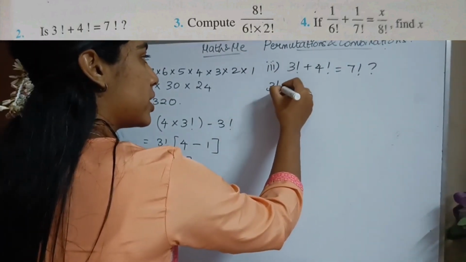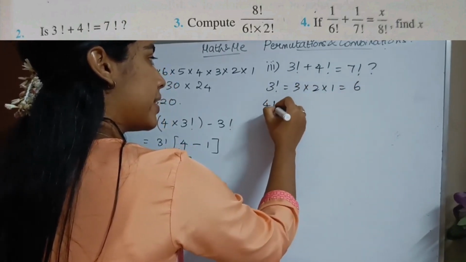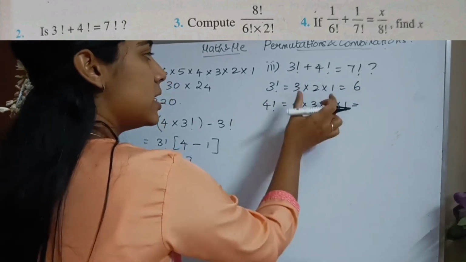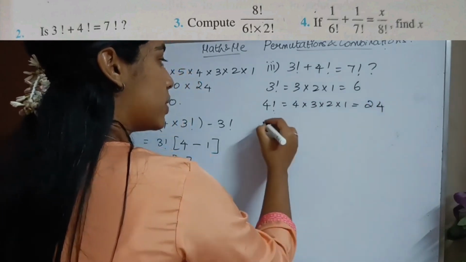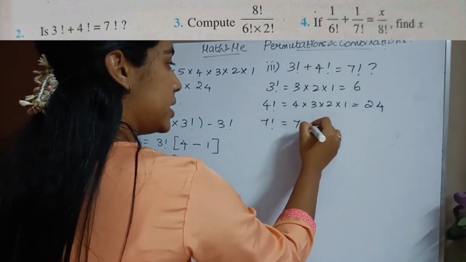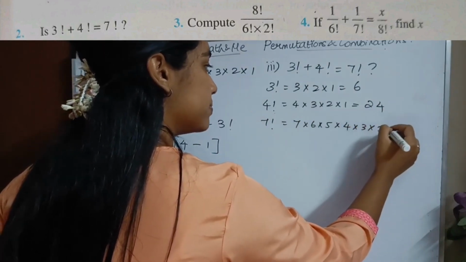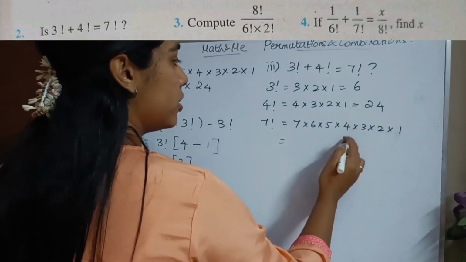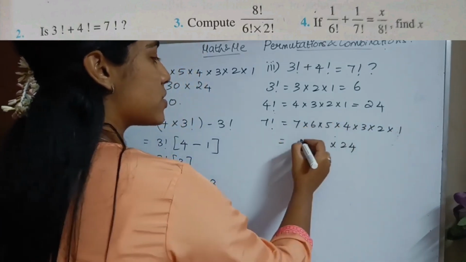What is 3 factorial? 3 into 2 into 1, which is 6. 4 factorial is 4 into 3 into 2 into 1, which is 3 factorial times 4, so it will be 6 4s are 24. What is 7 factorial? 7 into 6 into 5, 4, 3, 2, 1. So what will it be? This is 24 times 6 5s are 30. 30 into 7, 210.